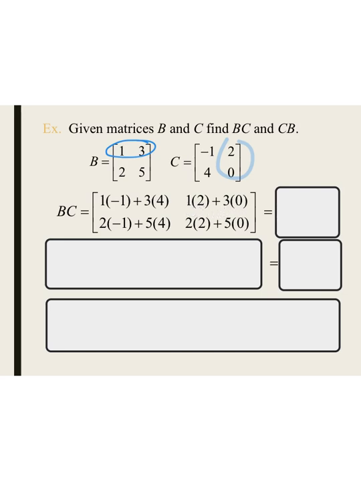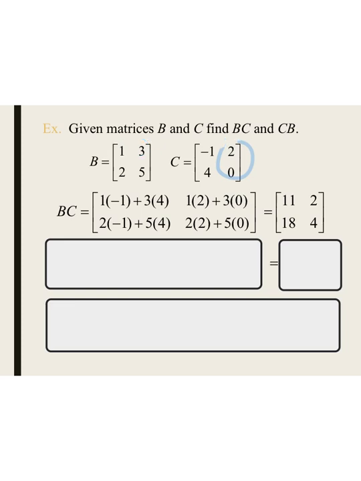And then for our next step, we can multiply our second row by the first column in C, where we get 2 times negative 1 plus 5 times 4. And then our second row in B times our second column in C. And when we simplify everything, we go ahead and get 11, 2, 18, and 4. All right, we're going to go backwards now.